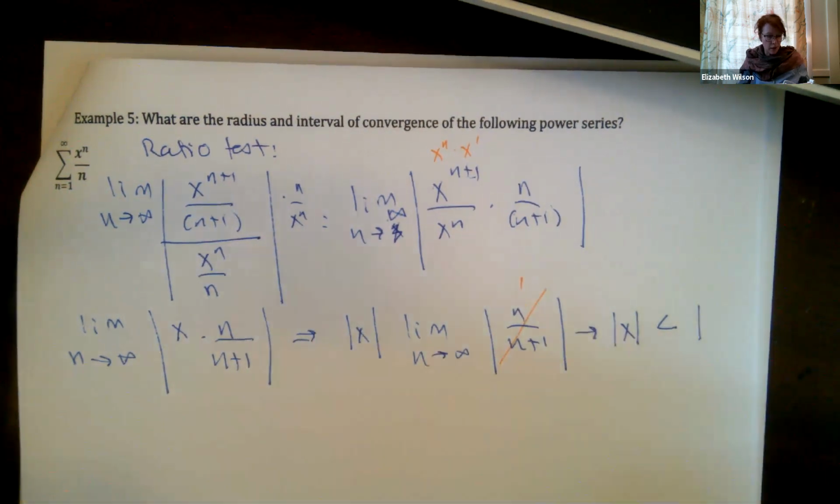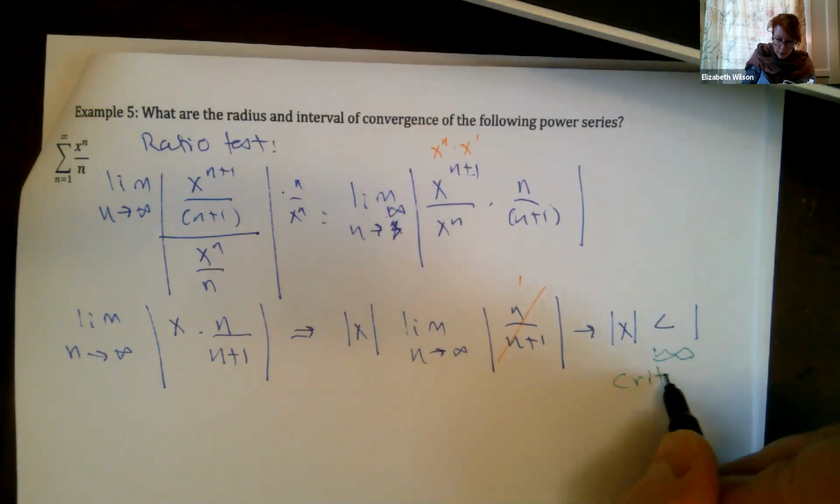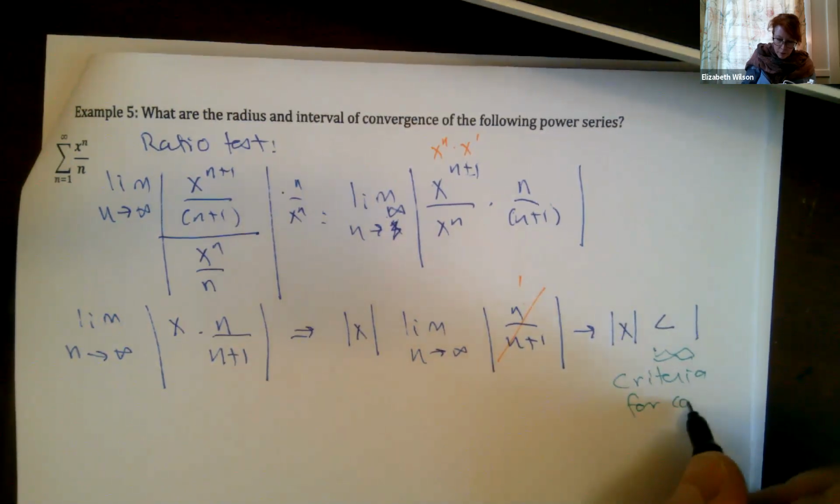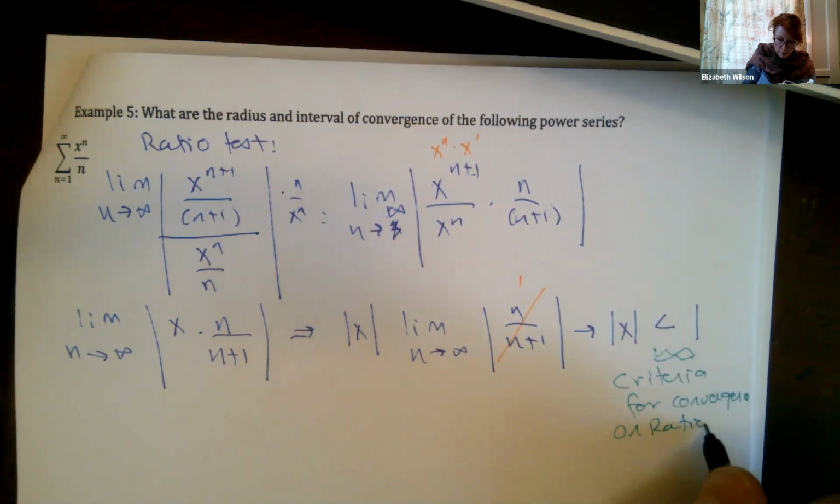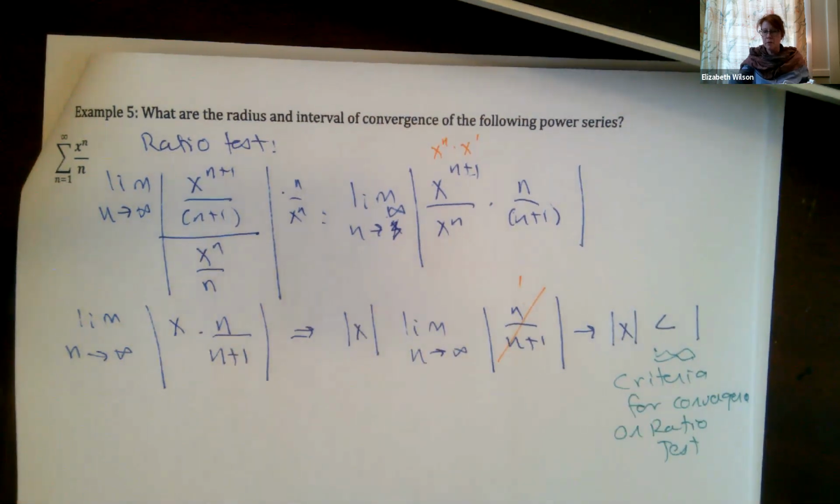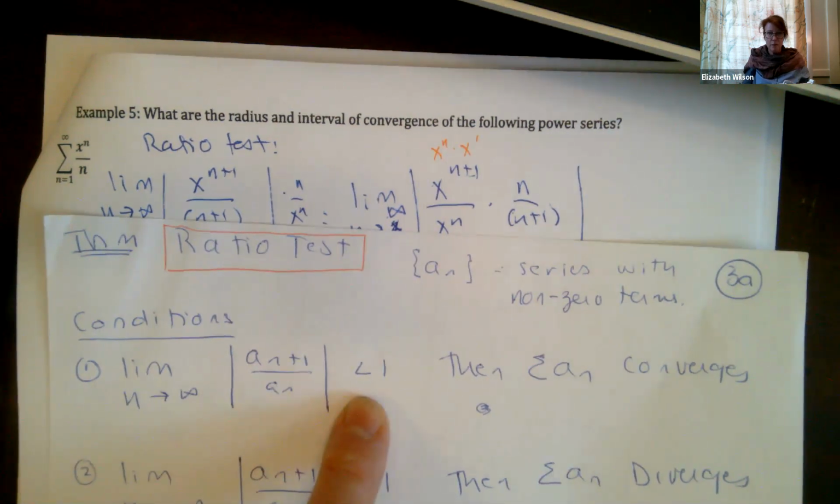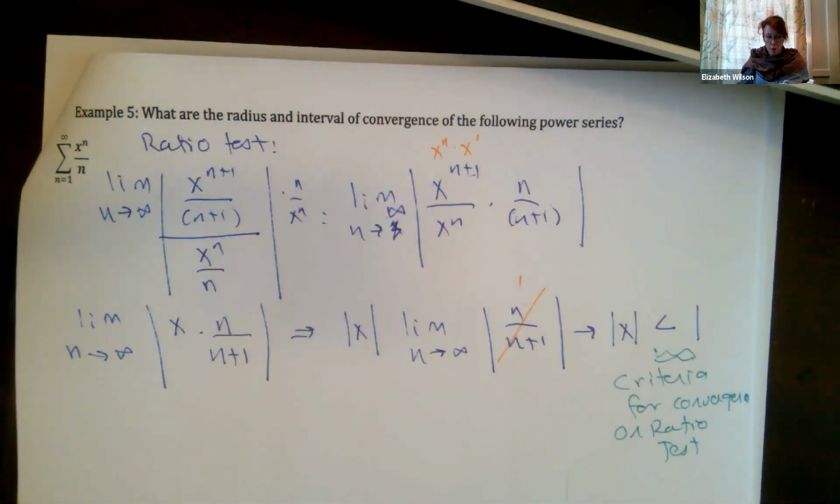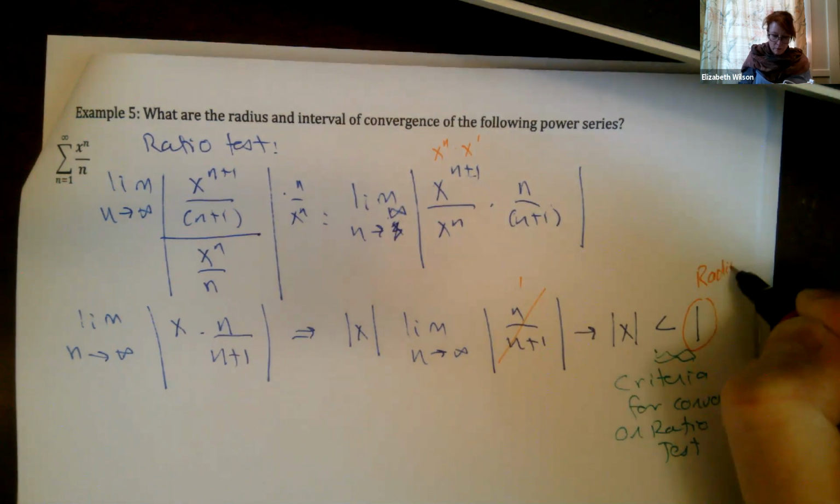Let's write this down in a different color. This is our criteria for convergence on the ratio test. Remember our ratio test, where we said the conditions for convergence: to be less than 1, that means it's going to converge. I want my power series to converge, and I need to find out the values around which it's going to converge. Now, this right here is my radius.